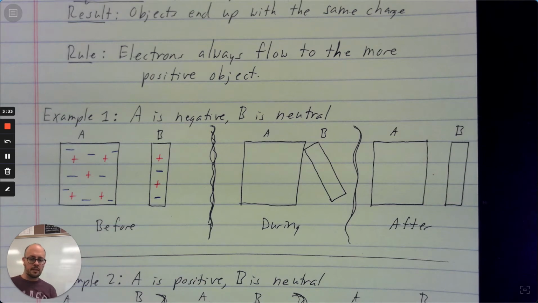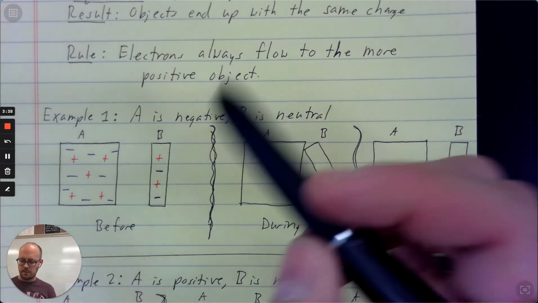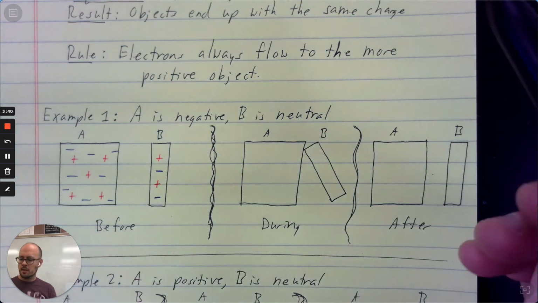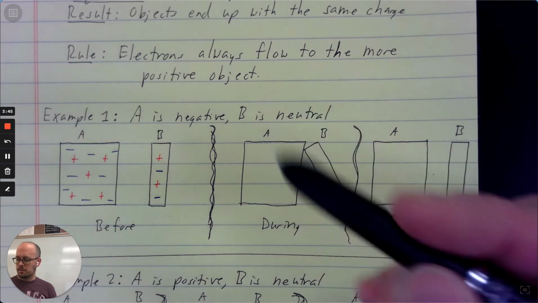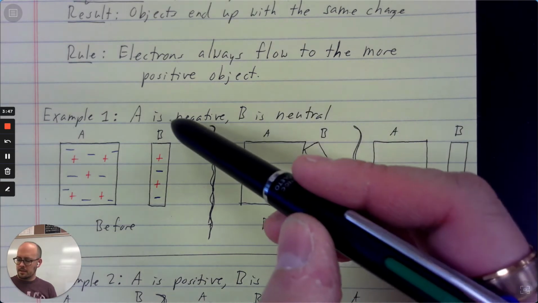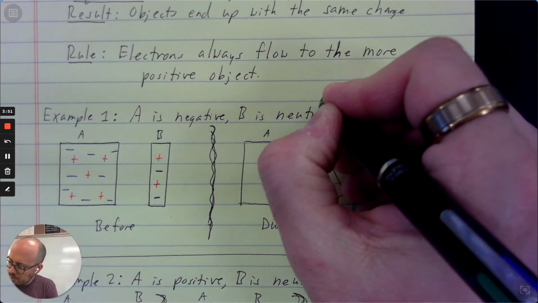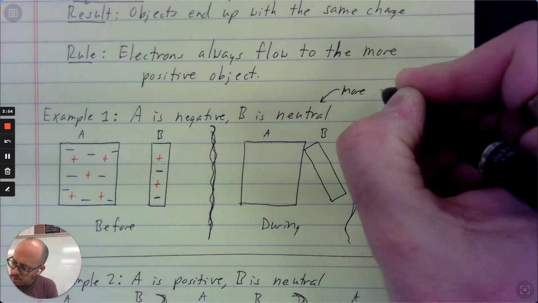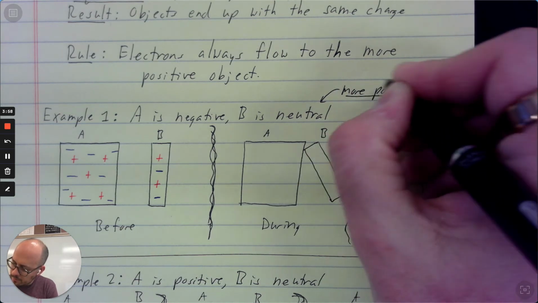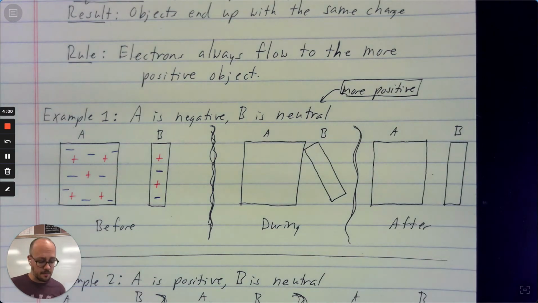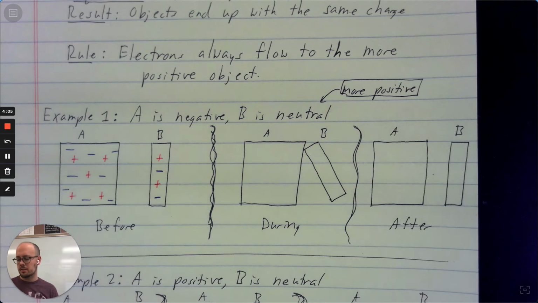And so that's it. I have a negative object that has more electrons than protons, and I have a neutral object that has the same. The during part, I'm going to be very simple about this, and I'm going to switch to black ink. A is negative, B is neutral. That means that object B is the more positive object, and that's important. So B is not positive, but it is more positive than A. So A is the most negative, B is the most positive.